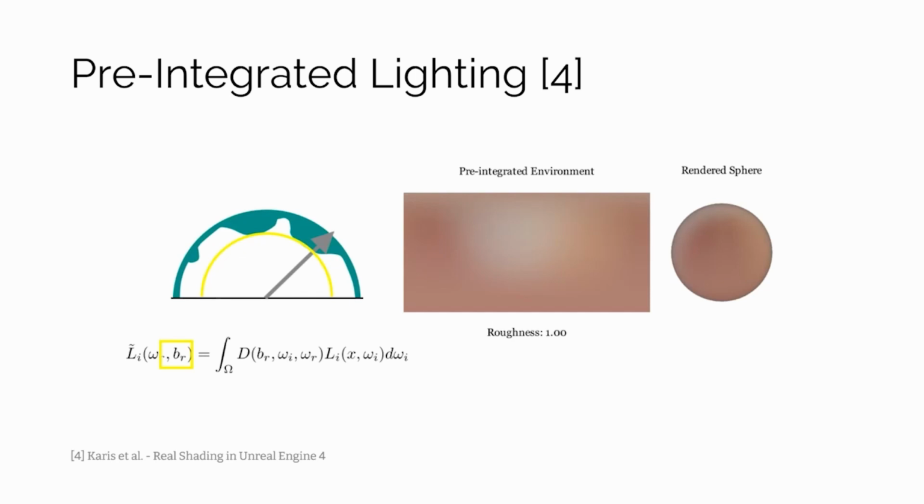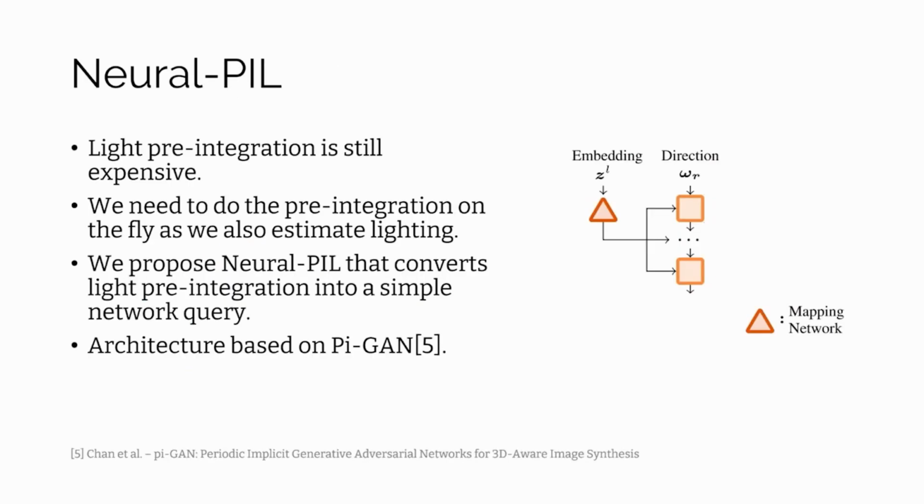In real-time rendering, this light pre-integration is brute force computed in an offline manner for all the incoming light directions and roughness levels. Once computed, this enables fast rendering. But this light pre-integration is still expensive, and doing this on the fly in our training loop with estimated illuminations is not feasible. We thus propose a technique which replaces the offline, brute force light pre-integration with a neural network.